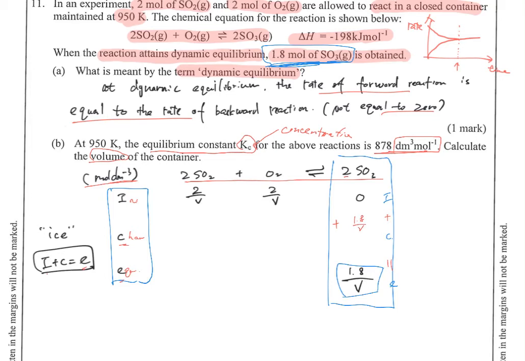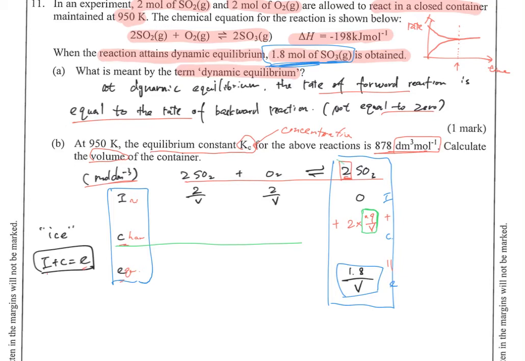So positive, if I plus C equal to E, that means this one is also 1.8 over V, right? But due to there is a 2 here, it is 2 times the change. So what times 2 equals 1.8? It should be 0.9 over V. So 2 times 0.9 over V still equals 1.8 over V. So we know this 0.9 over V is the change.